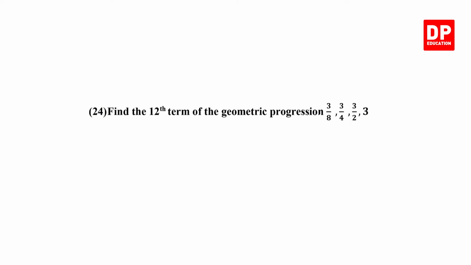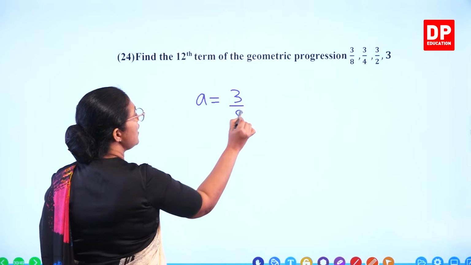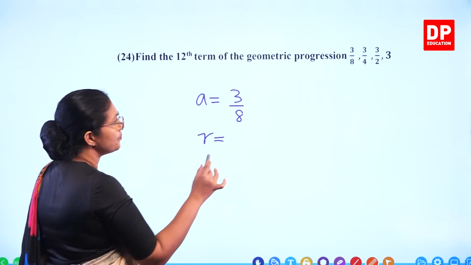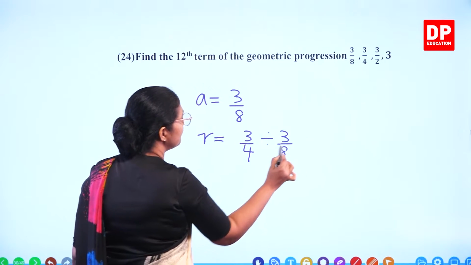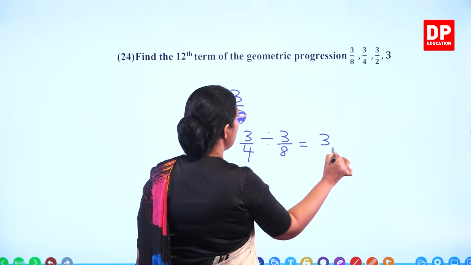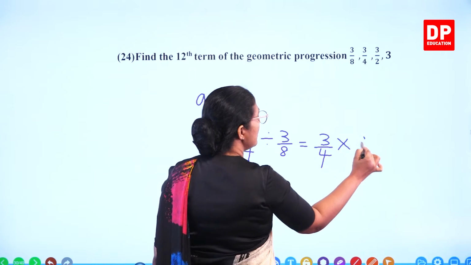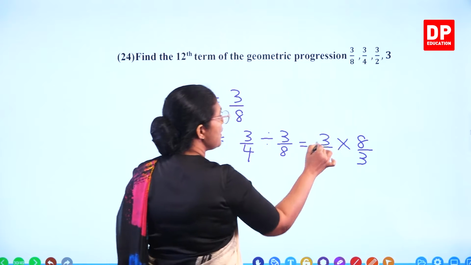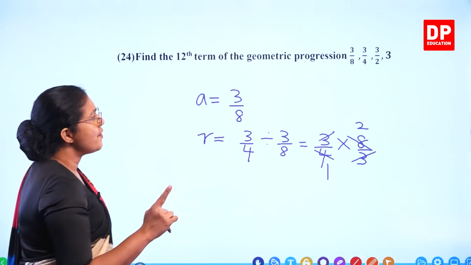Question number 24. Find the 12th term of the geometric progression. What's the first term? First term is given, 3 over 8. What's the common ratio? Any term divided by the previous term. You can take 3/4 divided by 3/8. You keep the first fraction as it is. The second one, you take the reciprocal, 8 over 3, and convert division to multiplication. 3 and 3 get cancelled out. 4 times 1, 4 times 2. So the common ratio is 2.